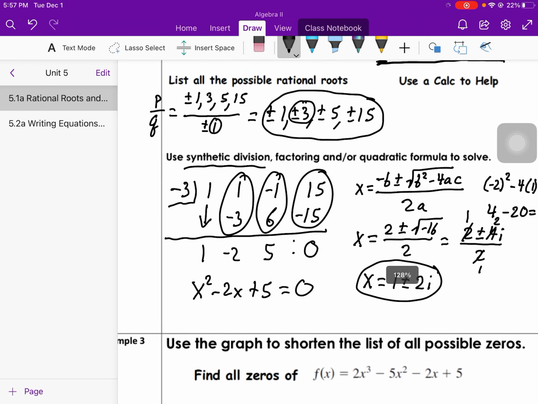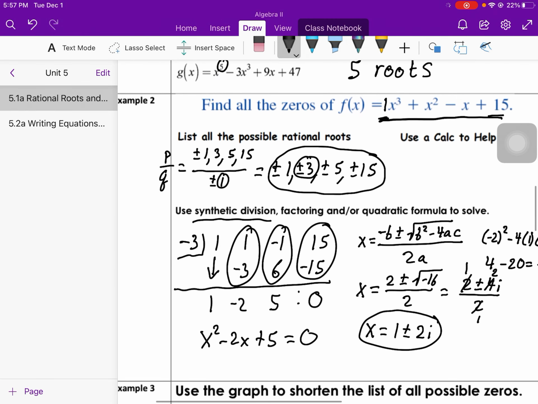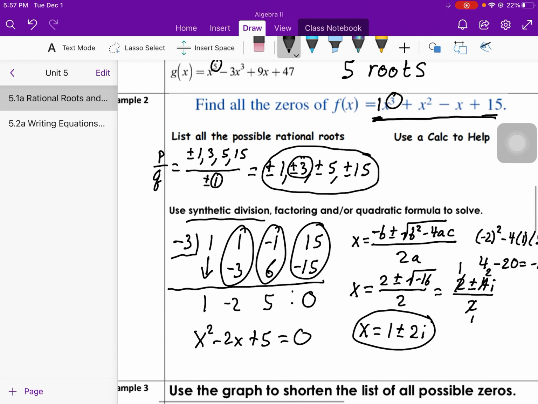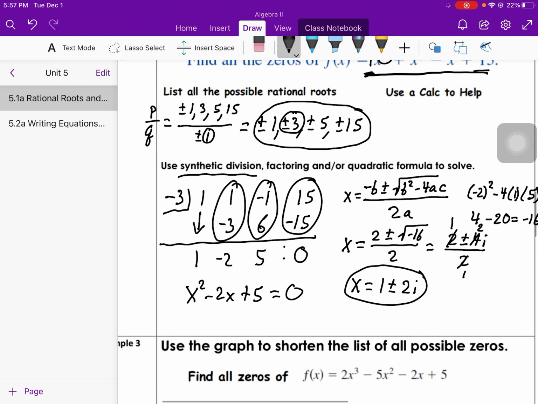Now we did have one more solution though. Thinking about the fundamental theorem of algebra, we started with a cubic. 3 was the degree, so we should have 3 solutions. The third solution is what we used to break it down, this negative 3. So that's the other solution.